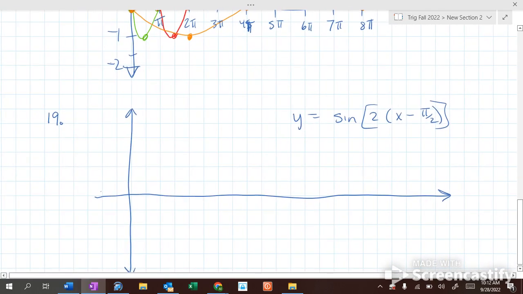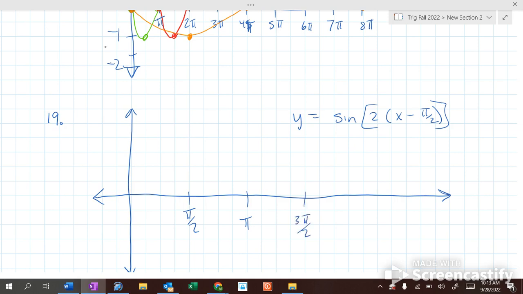And the 2 means I'm twice as skinny. And then the minus pi over 2 means I'm going to shift to the right. So pi over 2 is going to be 4 this time, just because. That's nice and divisible by 2. 4 spaces is divisible by 2. And then it stretches everything out a little bit so I can see things better.